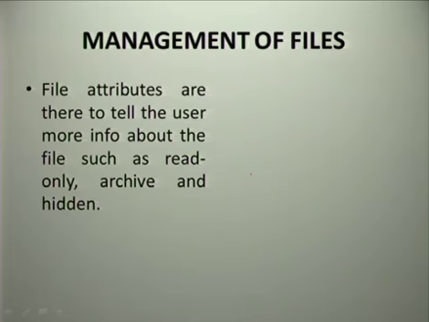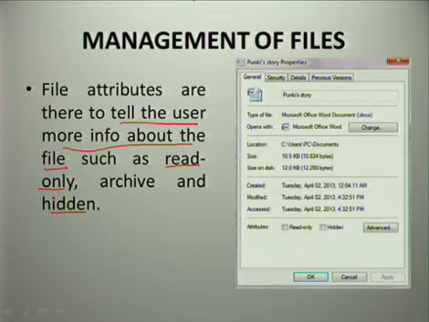Then moving on to file attributes. File attributes are there to tell the user more information about the file. For example, is it a read-only file, a hidden file, or an archive file? How would you be able to see? You go again on right-clicking on your document, going to properties, and then when you get to your properties, just at the bottom here, you will be able to see your attributes. So this is another way of making sure that you understand your document in order to be able to manage your files.